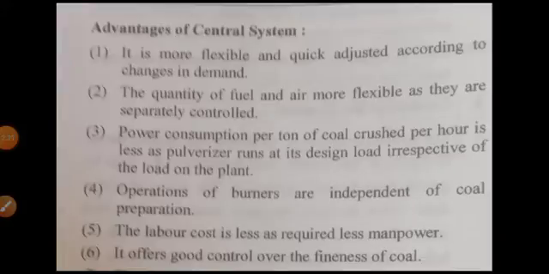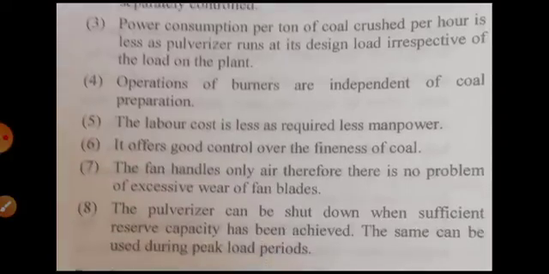It is more flexible and quickly adjusted according to the change in demand. The quantity of fuel and air is more flexible as they are separately controlled. Power consumption per ton of coal crushed per hour is less, as the pulverizer runs at its design load irrespective of the load on the plant. Operation of burners is independent of coal preparation. The labor cost is less as it requires less manpower.